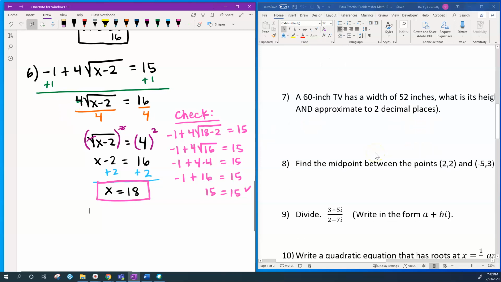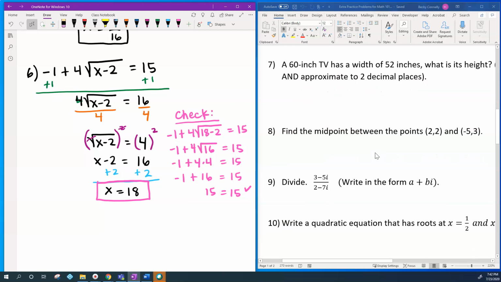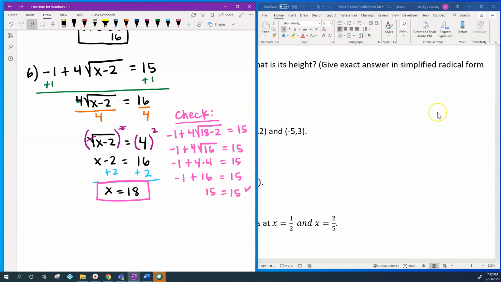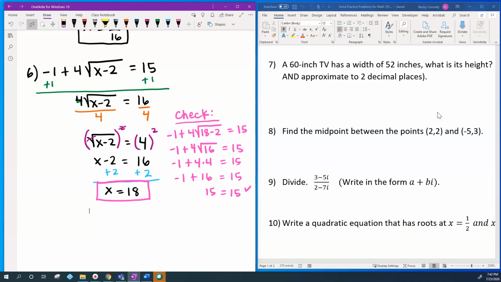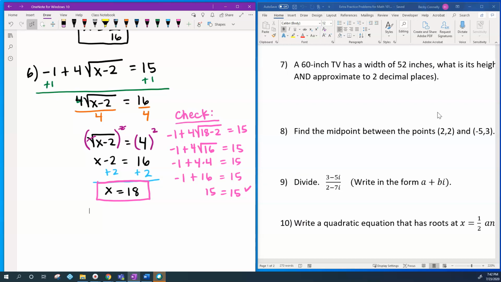All right. How about this one? So for number 7, we've got a 60-inch TV that has a width of 52 inches. What is the height? Give exact answers in simplified radical form and approximate to 2 decimal places. So I'm asking for 2 different things. I want an exact answer and one that is approximated to 2 decimal places. But what are we going to use to be able to figure that out?